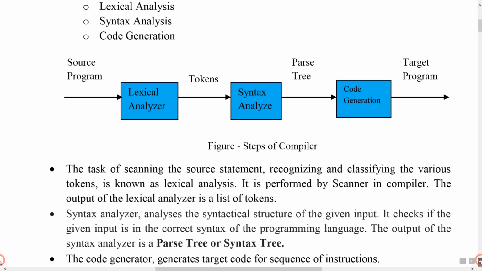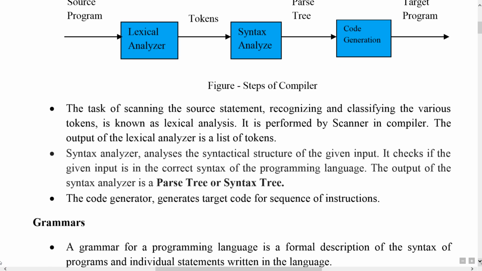The next step in the compilation process is the code generator. The code generator generates the target code, that is the machine language code, for the instructions in the source program. The next topic covers the basic concepts in a compiler. The compiler is a system software. It is used to translate a high level language program into a low level language. Hence it is a translator.